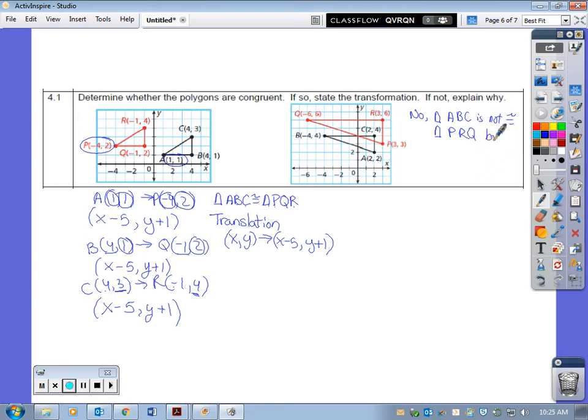Okay, because, what's our reason? Because triangle PRQ is larger. Okay, so in other words, there was a dilation. Okay, and as I told you on the previous box there, dilations are not rigid transformations. They do not create congruent shapes. Okay, let's take a look at one more.